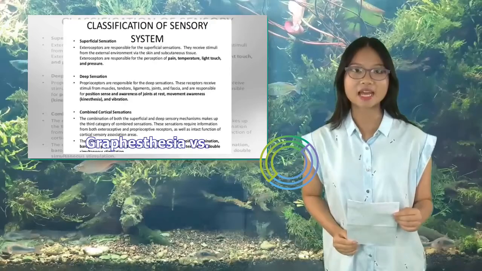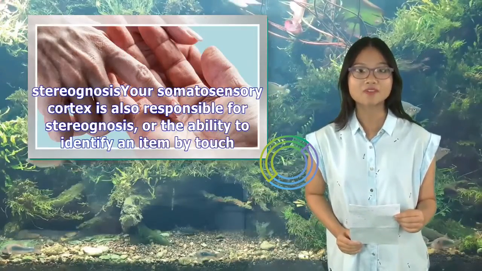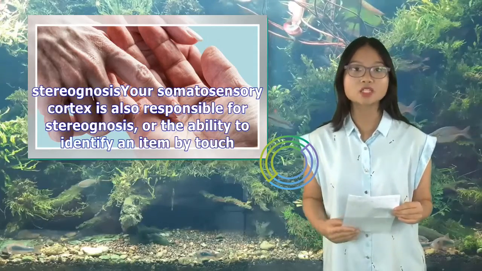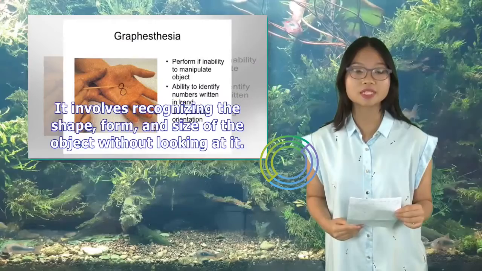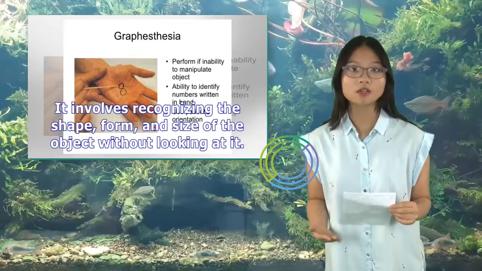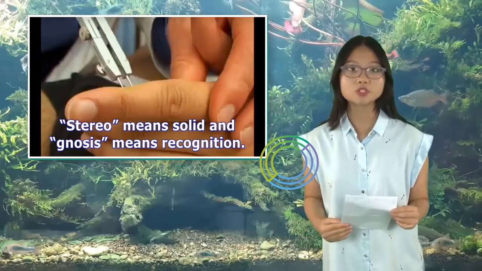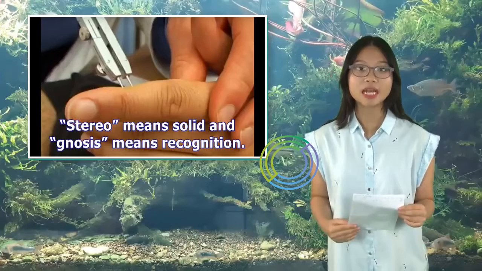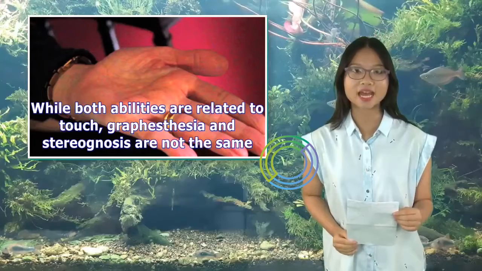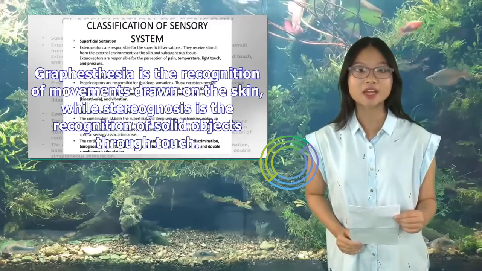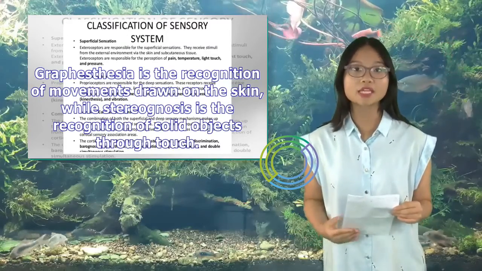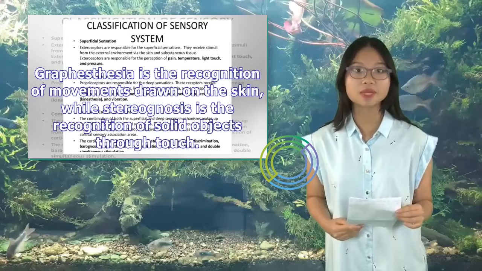Graphesthesia versus stereognosis. Your somatosensory cortex is also responsible for stereognosis, or the ability to identify an item by touch. It involves recognizing the shape, form, and size of the object without looking at it. Stereo means solid and gnosis means recognition. While both abilities are related to touch, graphesthesia and stereognosis are not the same. Graphesthesia is the recognition of movements drawn on the skin, while stereognosis is the recognition of solid objects through touch.